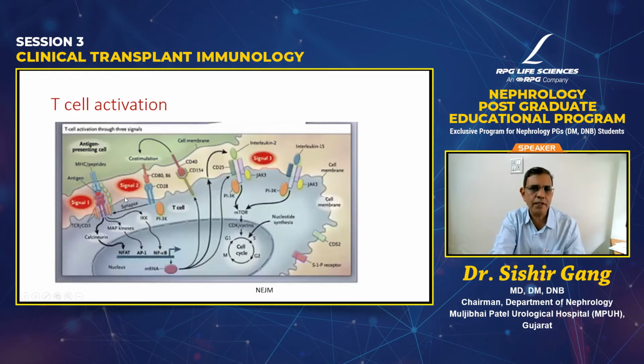So as I just alluded to, there is a signal 1 where there is engagement of the dendritic cell to the T cell through the T cell receptor. Then there is a signal 2, which is an activating signal. And there are sometimes also inhibitory signals. Once signal 1 and signal 2 are there, they signal together and go downstream into intracellular pathways.